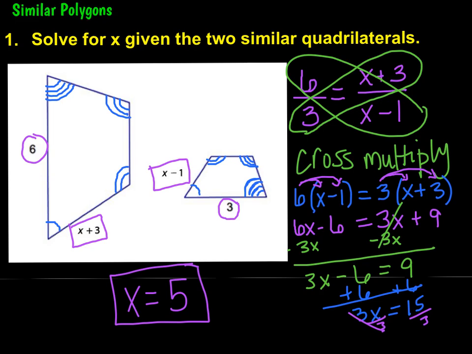So let's just review real quick what we did. We found the sides that would go together, and we were able to find that by looking at the angle marks, matching them up. We set up a proportion. So we started with the bigger quadrilateral. So we did 6 over the side that it's similar to, so 6 over 3. Then x plus 3 over x minus 1. Then we cross multiplied, and solved for x, and we got 5.